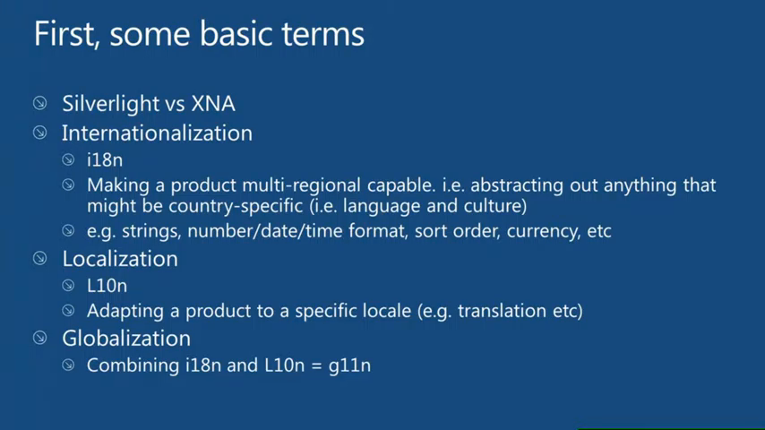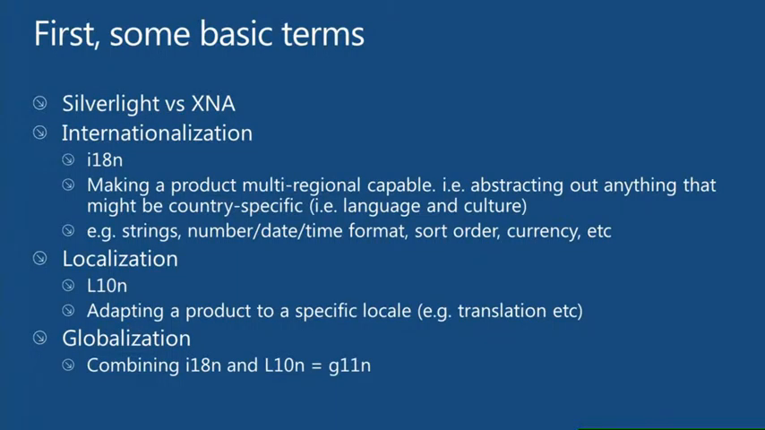but not the XNA specific stuff. So there are three different terms that we hear pretty often. There's internationalization. That's often abbreviated as i18n, which really means the letter I, followed by 18 letters, and then the letter N. Basically, that means making a product multi-region capable. That means abstracting anything that's country-specific, things like language, culture, date format, currency format, all of the things related to something that's specific to a culture.